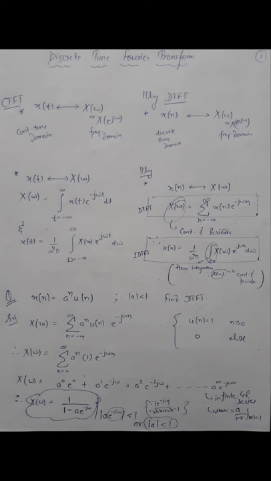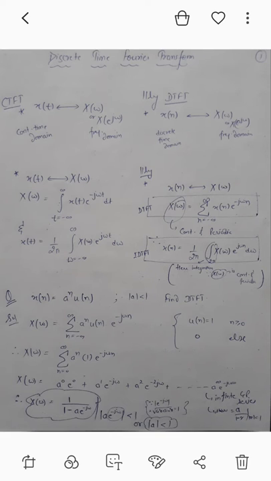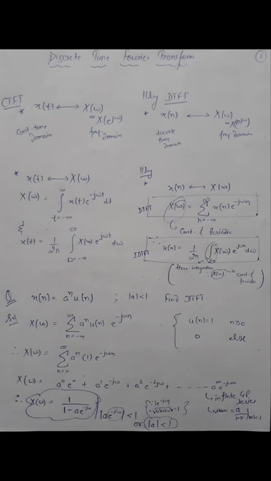And when we calculate the inverse CTFT, x(t) is equal to 1 by 2 pi integration of X(omega), omega varies from minus infinity to infinity, e raised to power plus j omega t d omega. While calculating the inverse DTFT, we have x[n] equals 1 by 2 pi integration of X(omega) e raised to power j omega n d omega.